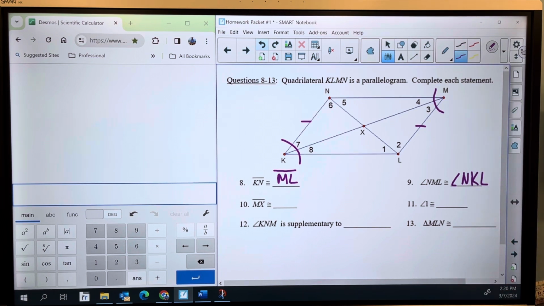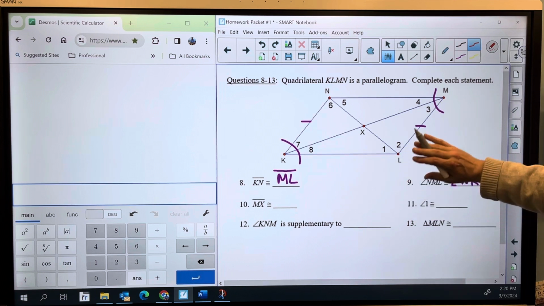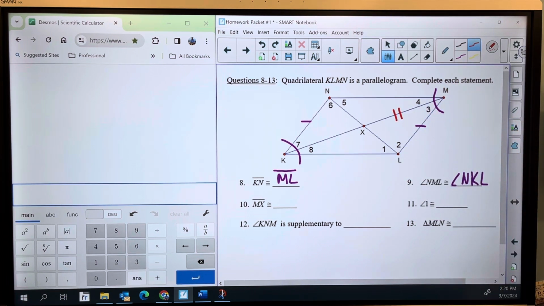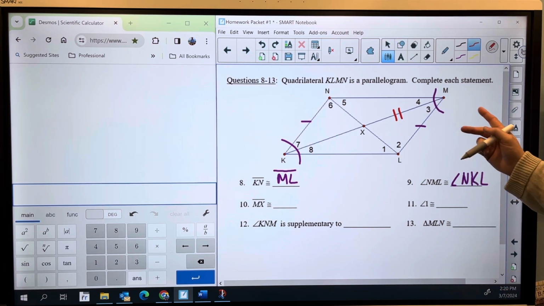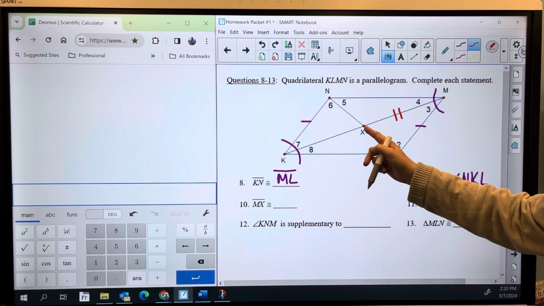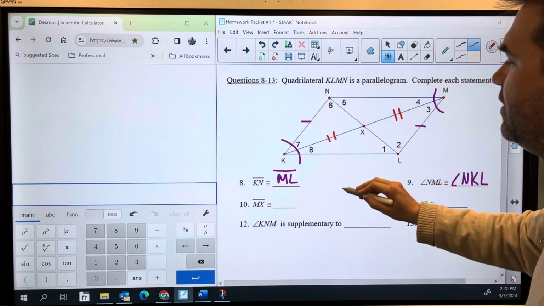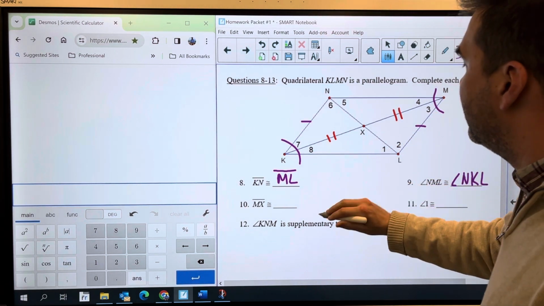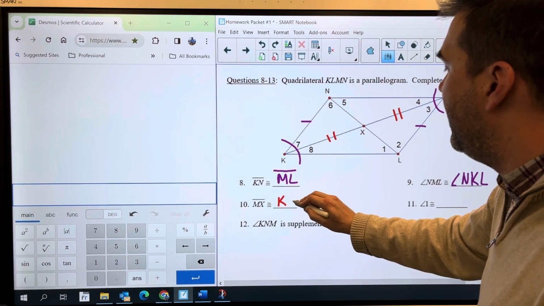Number 10, MX. So if I look at my picture, where's MX? All right, that's right there. I'm going to use 2 marks right there. And MX is half of that diagonal, so the other half of that diagonal right there. Because remember, in parallelograms, diagonals get bisected. So that diagonal is bisected, which means it's congruent to KX.